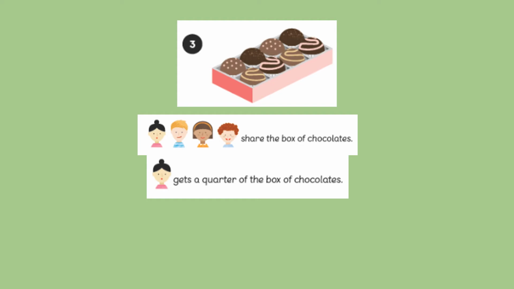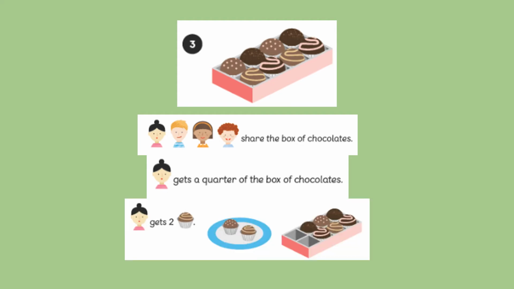So if we just focus on the first child, she gets a quarter of the box of chocolates. How many chocolates would that be for her? She would get 2 chocolates. You can see they've been taken out of the box and put on her plate. So a quarter of 8 is 2.